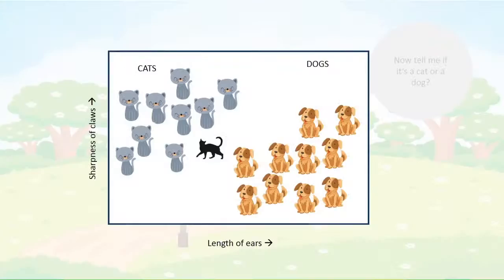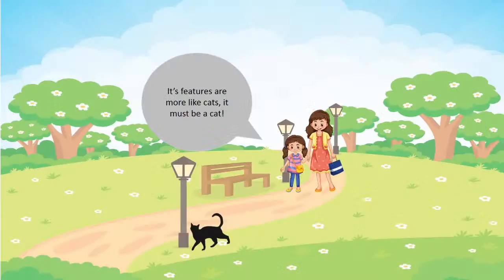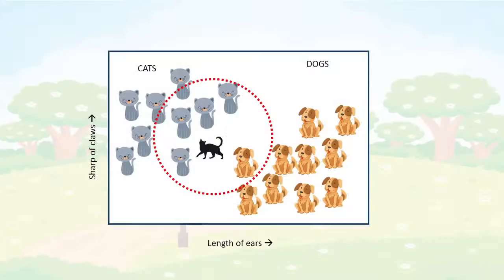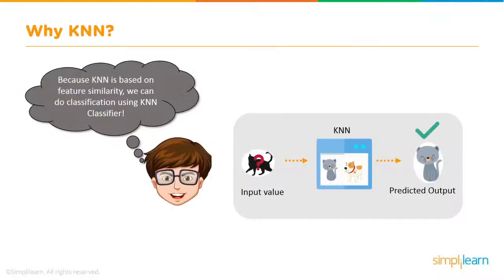So if we look at the sharpness of the claws and the length of the ears, we can see that the cat has smaller ears and sharper claws than the other animals. Its features are more like cats. It must be a cat. Sharp claws, length of ears, and it goes in the cat group. Because KNN is based on feature similarity, we can do classification using KNN classifier. So we have our input value, the picture of the black cat. It goes into our trained model, and it predicts that this is a cat coming out.